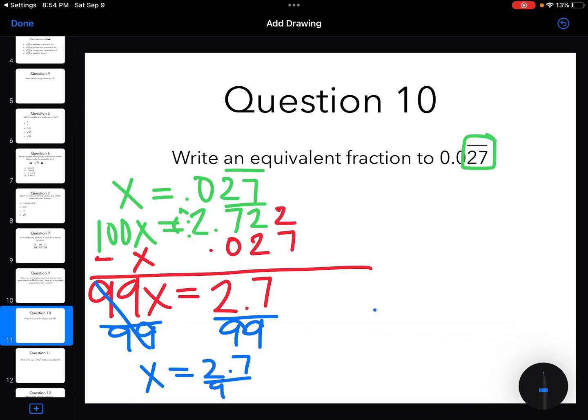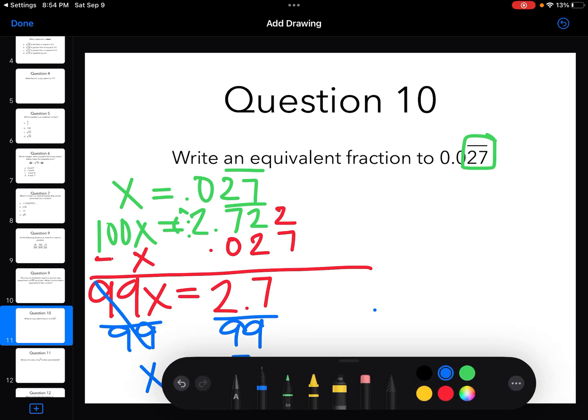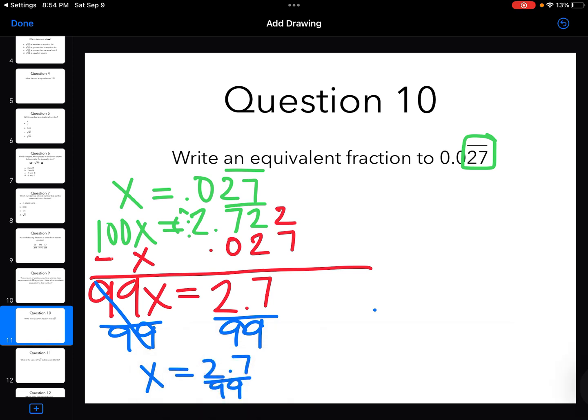over 99. Now, we can't have a decimal in our fraction. We know that that cannot happen. So how did we fix it in our notes? Well, we actually multiplied by 10 because we got to move that decimal over 1 place. So times 10 in the numerator and the denominator. So we got 27 over 990.